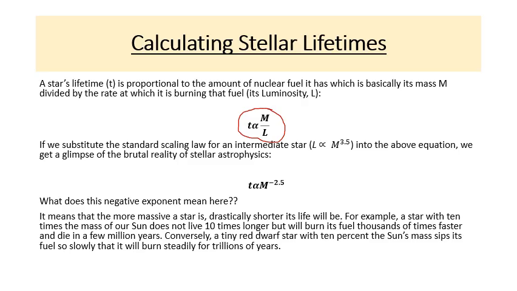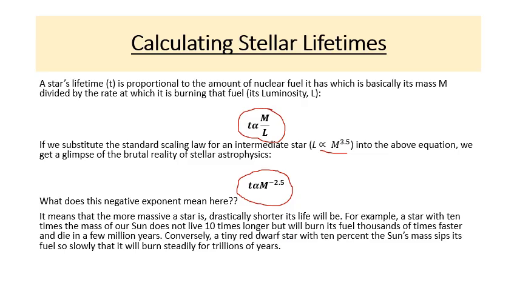So what is the final relation? Considering the luminosity to be proportional to M raised to the power 3.5 for an intermediate star like our sun, we get the lifetime span to be M raised to the power negative 2.5. So what does this negative exponent mean here? It means that the more massive a star is, the drastically shorter its life will be.